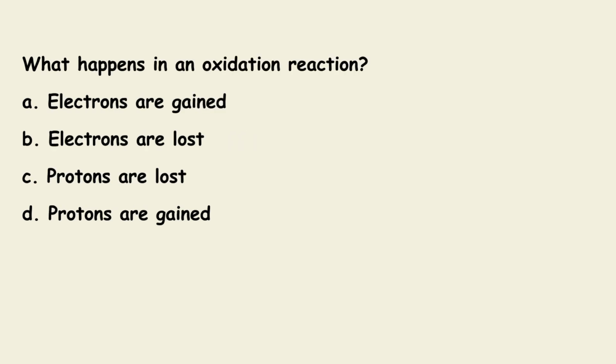Now the next question. What happened in an oxidation reaction? A. Electrons are gained, B. Electrons are lost, C. Protons are lost, D. Protons are gained. The answer for this question is, in an oxidation reaction, the electrons are gained.